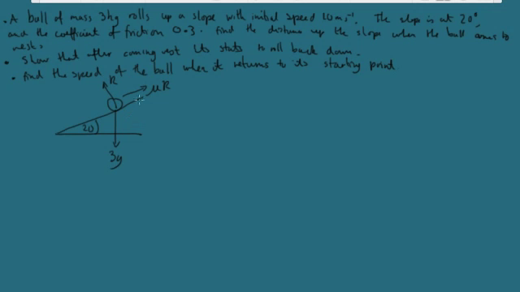So there's two ways in which we can now do this. So let's firstly resolve perpendicular. So R again must be equal to 3g cosine theta, which gives us 28.2 newtons, which is the same as before. Now we're going to resolve in the parallel.